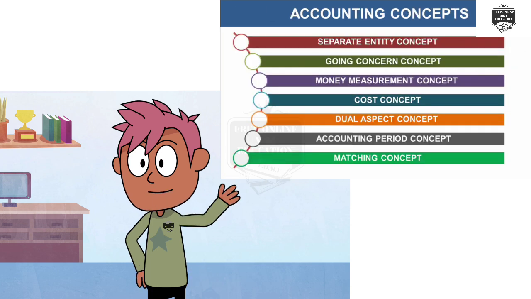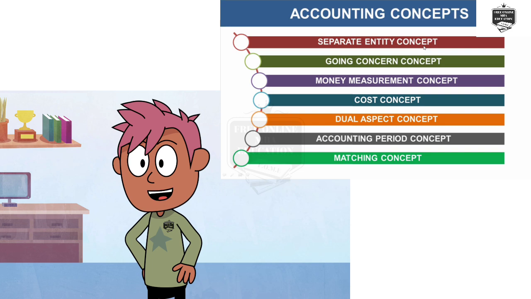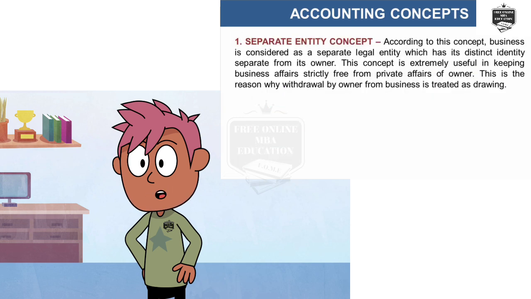So let's start. First, we will be talking about accounting concepts. So the first is separate entity concept, going concern concept, money measurement concept, cost concept, dual aspect concept, accounting period concept, and matching concept. So these all concepts we will be learning about one by one. So let's start with the separate entity concept.